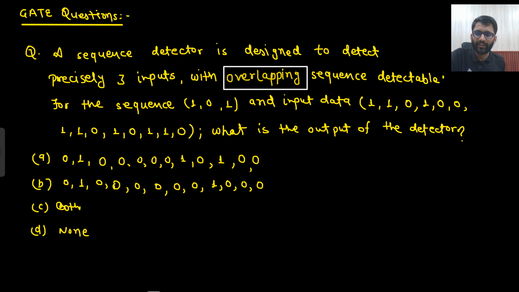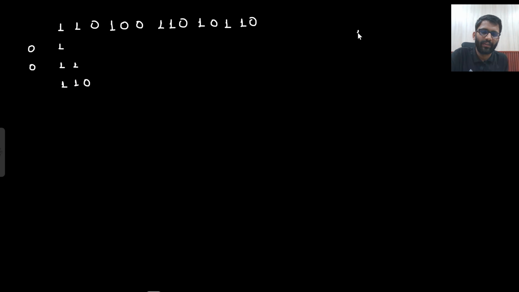So first 1 will come, output will be 0. Then 1 1 will come, output will be 0. Then 1 1 0 will come. What I need to detect? 101 I need to detect. 101 I need to detect. Again output will be 0.